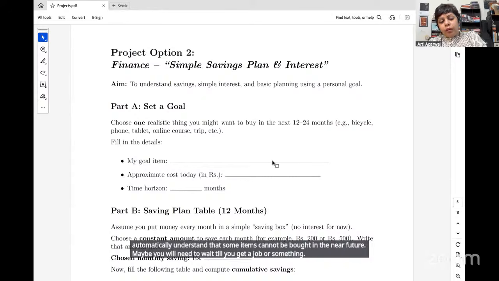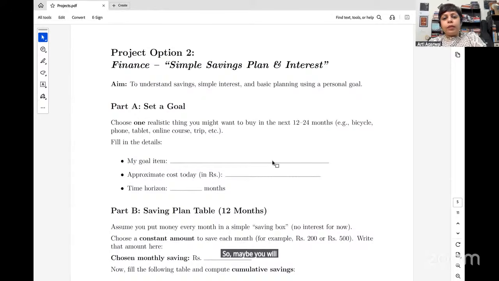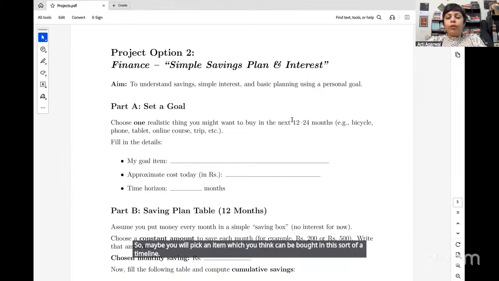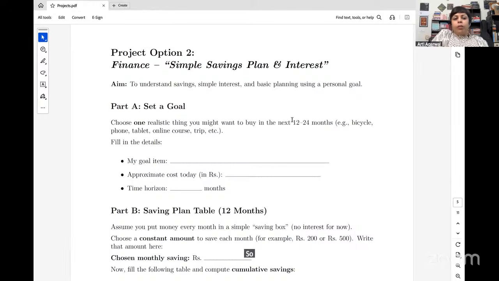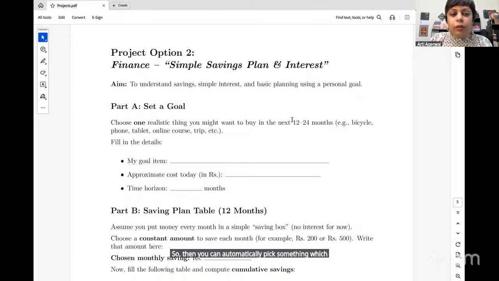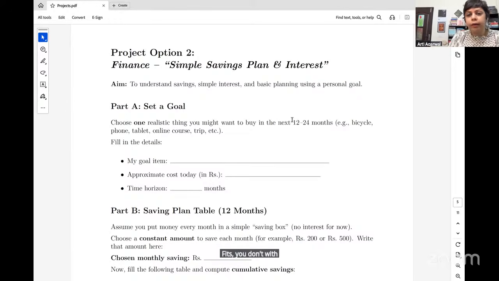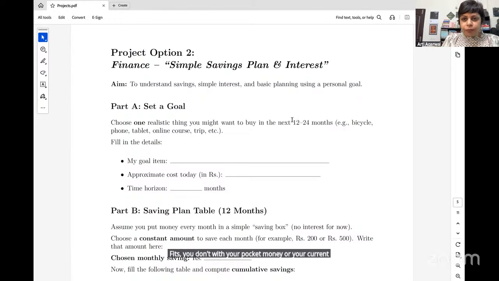So maybe you will pick an item which you think can be bought in this sort of a timeline, because this is something you want to see in the immediate future, right? Not something in 10 years' time, but something in, say, 1 or 2 years' time. So then you can automatically pick something which fits with your pocket money or your current income, let's say.